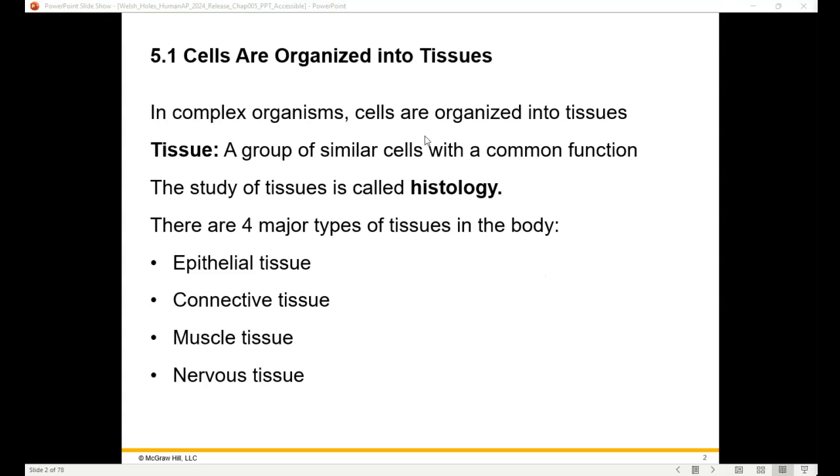So in the complex organisms like us, we do organize the hierarchy of cells into tissues. And a tissue is a group of similar cells with a common function. The study of the tissues is called histology. I'm sure you've heard of that before. There's four major types of tissues in the body: epithelial, connective, muscle, and nervous tissue.